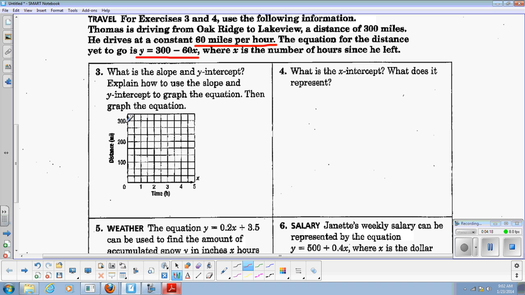But again, as you start with your y-intercept here on the y-axis, start there, and then you're going to count using your slope. Notice this is a minus, so that means the line will be going down as you make the graph. It's going to be going down, all right? Let's look at question 4.